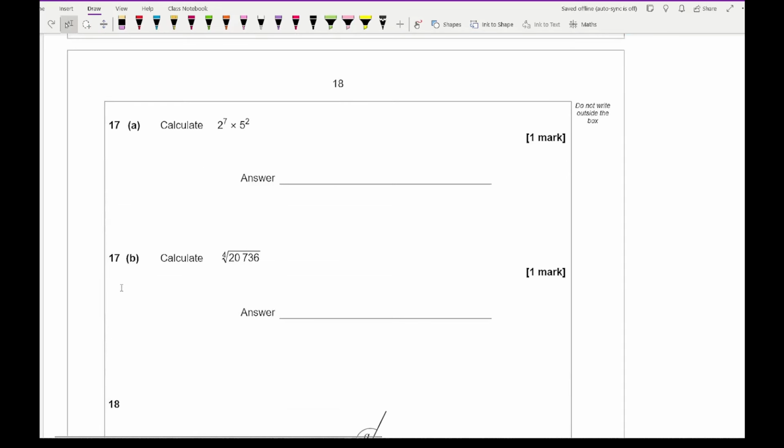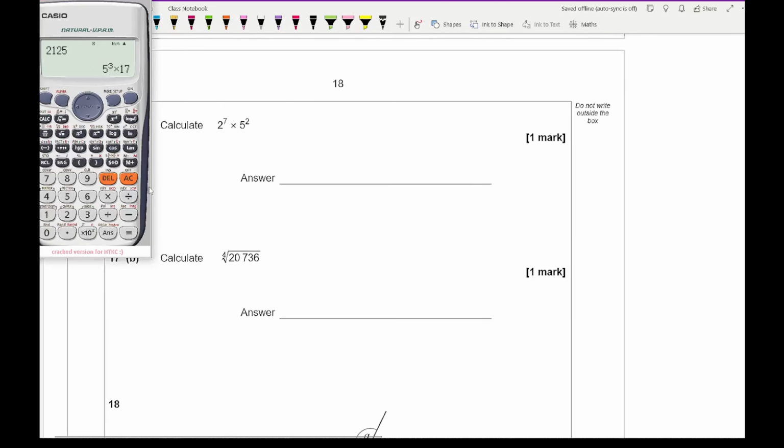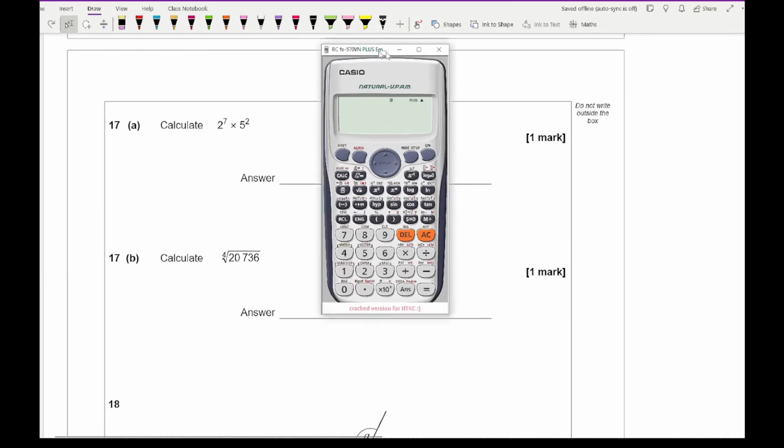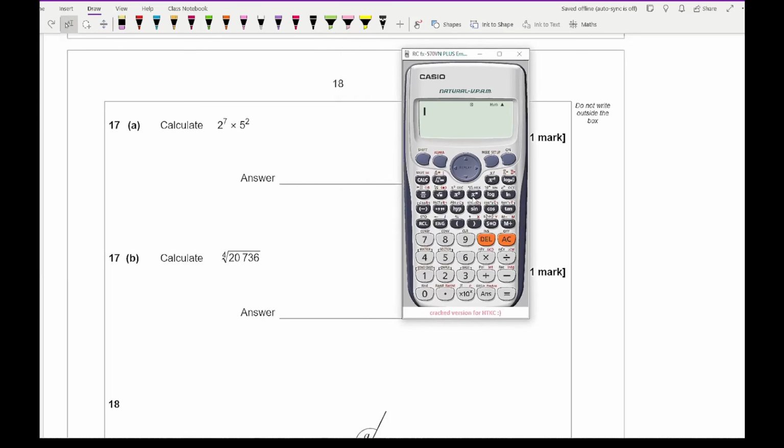Then moving on to question 17, it says calculate 2 to the power 7 times 5 squared. So if I just get the calculator out and just reset it, and you can just use the calculator to work this out. Now the button you're looking for is that X with a little box next to it. Sometimes you can have a button that looks like X to the power of Y. You can press that and that'll be absolutely fine. Hopefully you know how to use it.